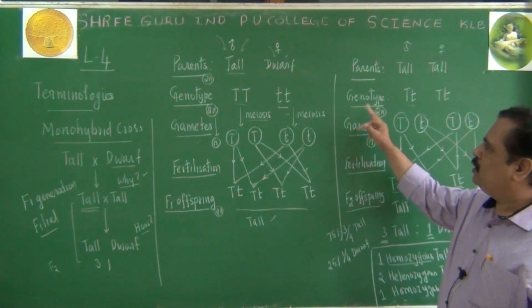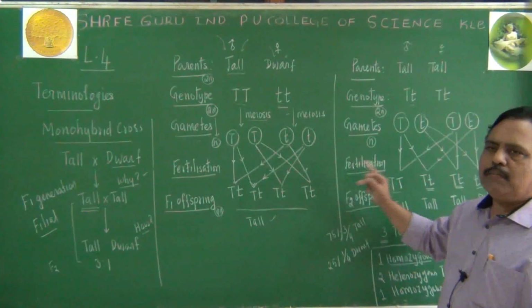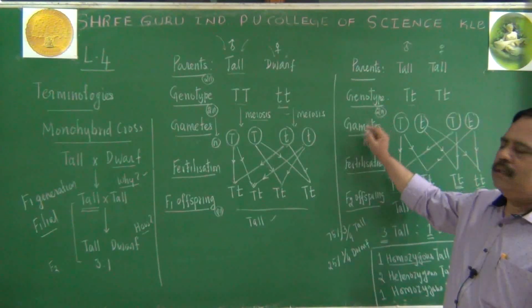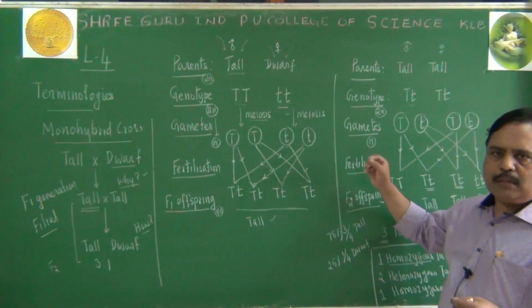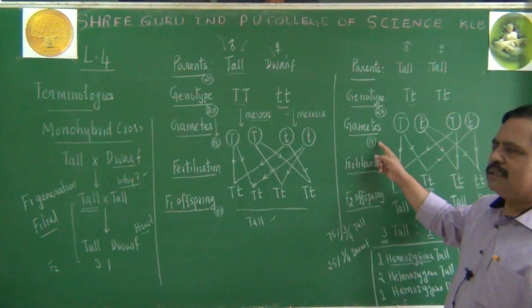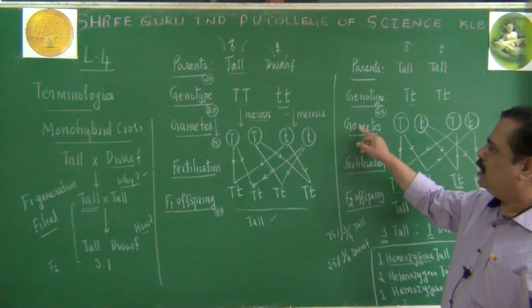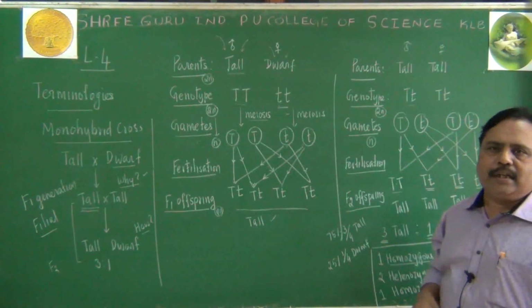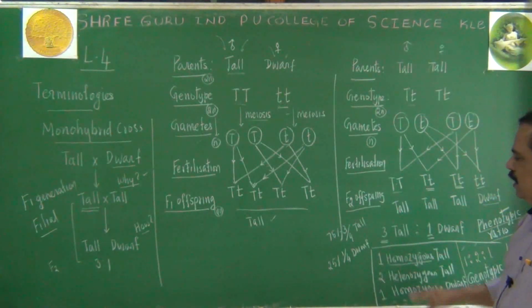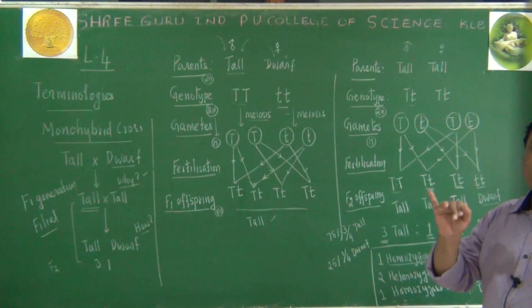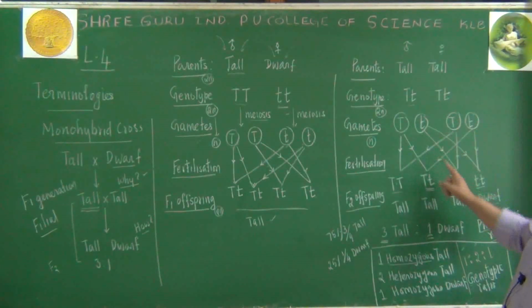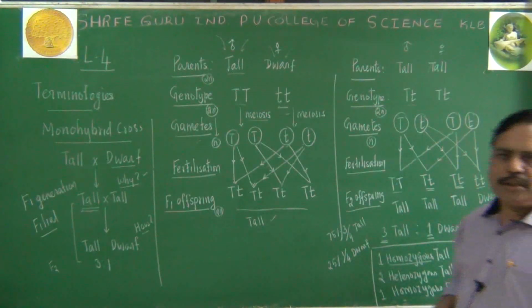What is the difference between genotype of the parent and gametes formed by them? Genotype of the parent will be diploid, whereas gametes formed by them will be haploid. Why has haploid come? Because of meiosis. So the parent has undergone meiosis, it has produced haploid gametes. Now we are getting capital T, small t like that, and finally we are getting a ratio of 1 is to 2 is to 1 as genotypic ratio, whereas 3 is to 1 as the phenotypic ratio.